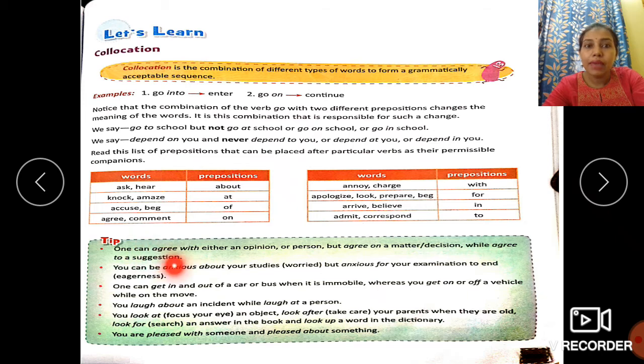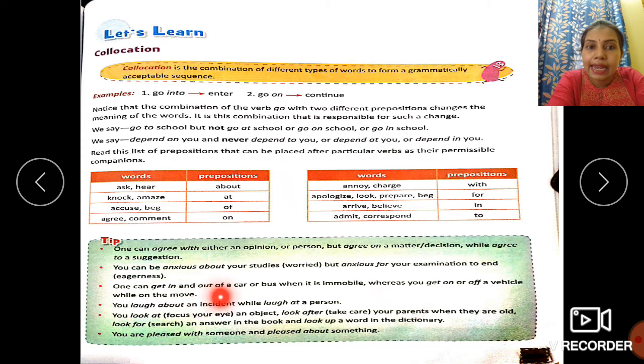Next, you can be anxious about your studies, that is worried, but anxious for your examinations to end, which means eagerness. So anxious about, when I'm anxious about something, I mean to say that I'm worried about something. If I'm anxious for something, that will mean that I'm very eager, very curious for something. That is when we use anxious for and anxious about.